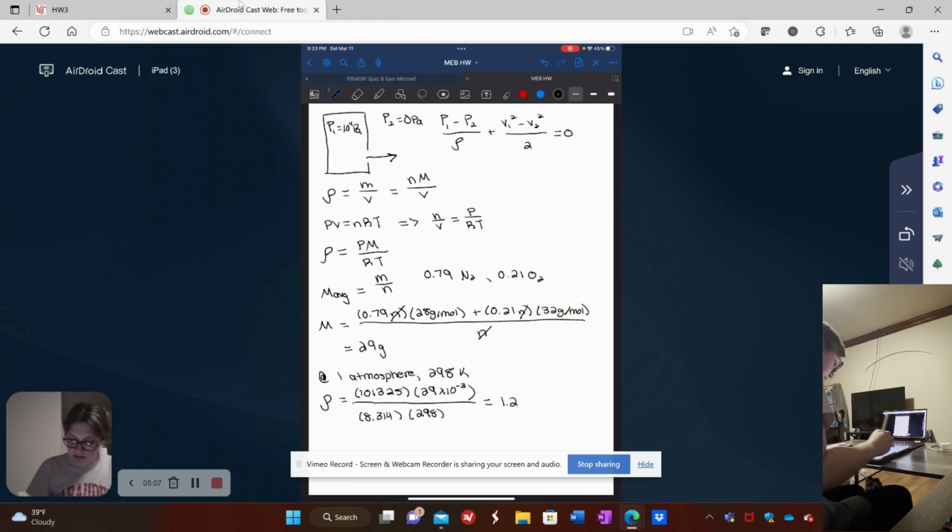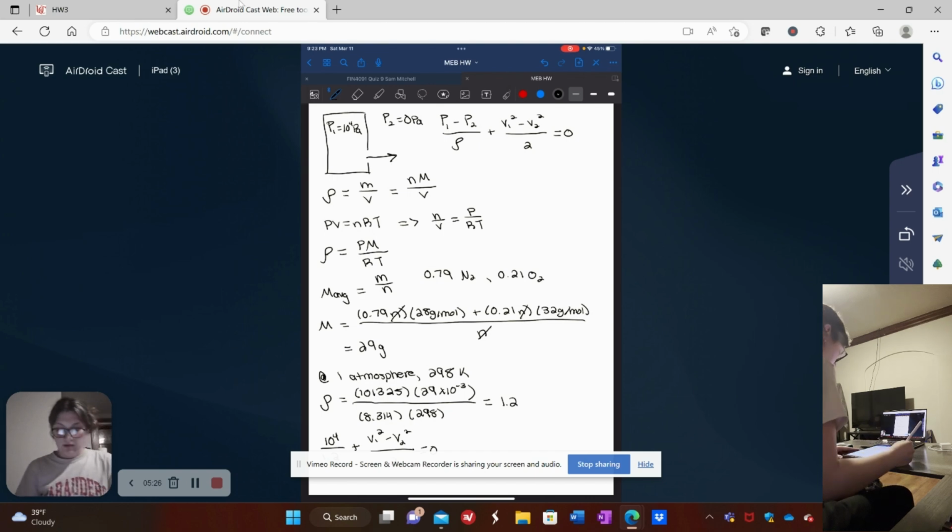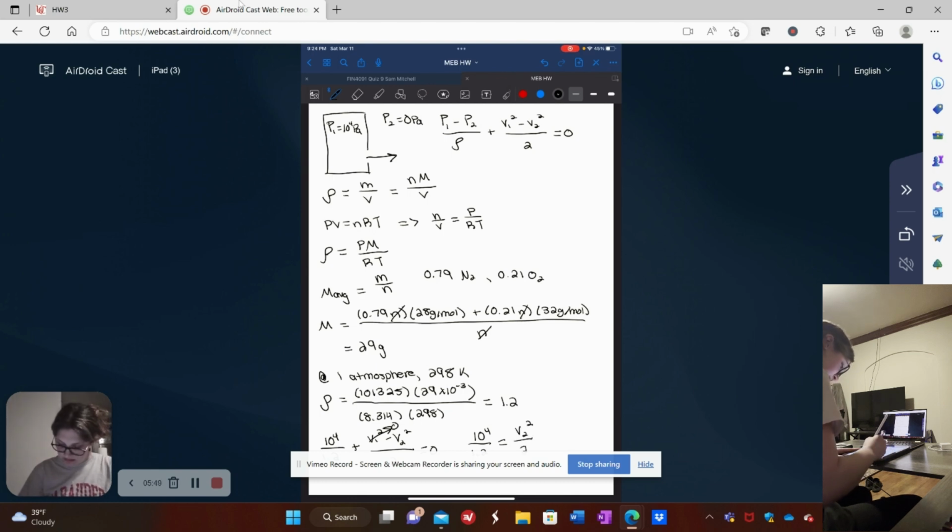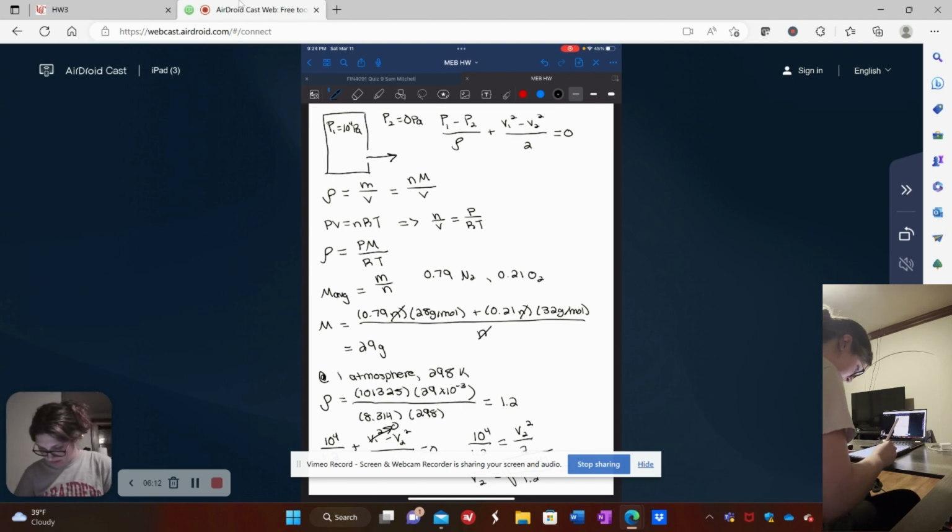For our pressure difference, we have 10 to the fourth pascals over the density, which is 1.2, plus (V1² − V2²)/2 is equal to 0. The velocity for the initial state is going to be 0, since it is inside of the container. So we can say that 10 to the fourth over 1.2 is equal to V2 squared over 2, which means that V2 is equal to the square root of 2 times 10 to the fourth over 1.2, which gives us 129 meters per second.